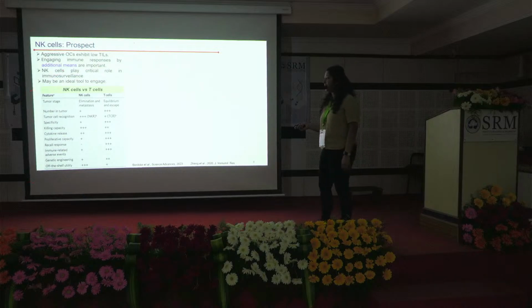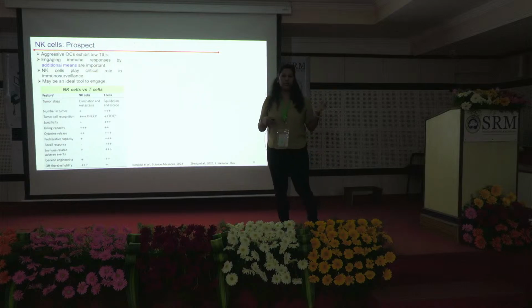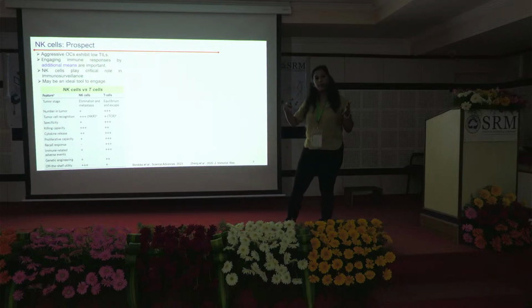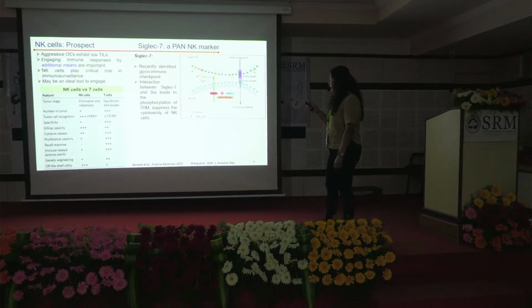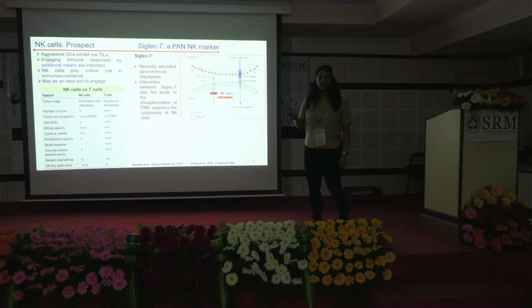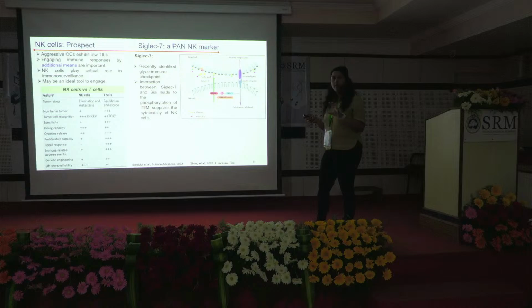It has high killing capacity. It has lesser cytokine release, and hence fewer immune-related adverse events, which is often a problem in the case of T-cell therapies like, for example, CAR-T therapies, but might not be that big of a problem for NK-based therapies. So for targeting NK, we have chosen this marker called Siglec-7. Siglec-7 is a pan-NK marker, and this is also a recently identified glycoimmune checkpoint.